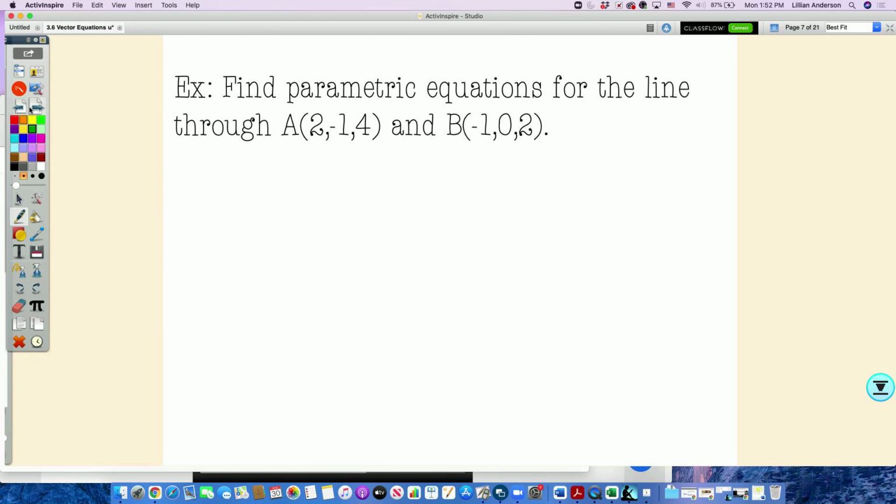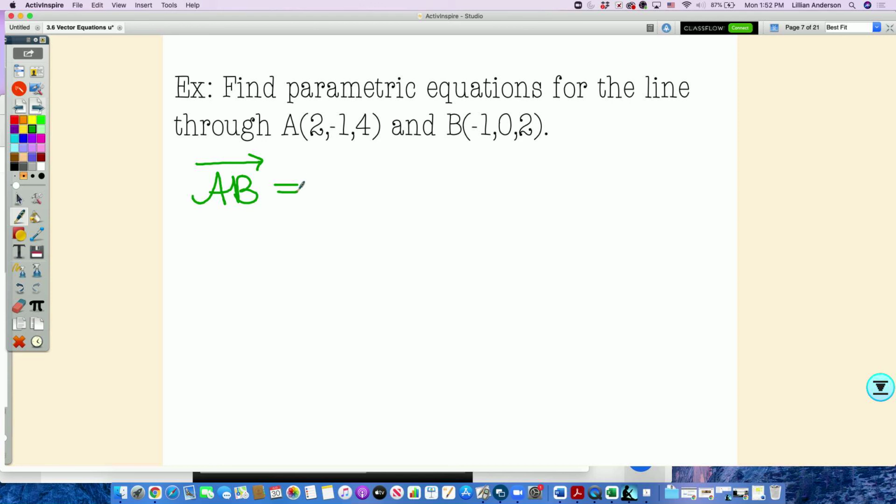All right. So we're going to find the parametric equation for the line that passes through A(2, negative 1, 4) and B(negative 1, 0, 2). Well, in order to write the parametric equation, we need to know our direction vector, which means we need to figure out the vector in the first place, okay? So anytime you're given a point, you need to find the vector, and in doing so, you're finding the direction vector because you're finding it from A to B.